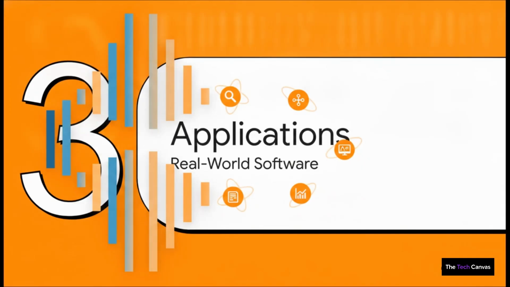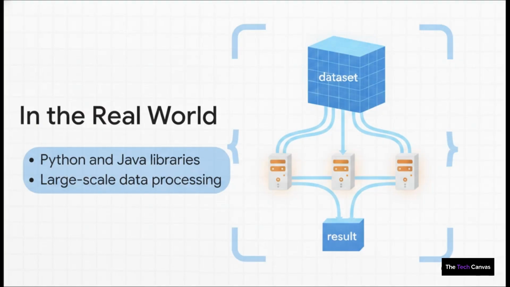Next up, section 3, real-world software applications. And guys, this isn't just whiteboard theory. This exact logic is running inside the software you use every single day. Nearly every programming language out there, like Python or Java, heavily relies on divide and conquer for their standard built-in sorting libraries. And when massive tech companies process terabytes of data, they split those huge data sets into manageable chunks across thousands of servers, solve them independently, and merge the results. Honestly, it's the only real way to handle large-scale information efficiently.